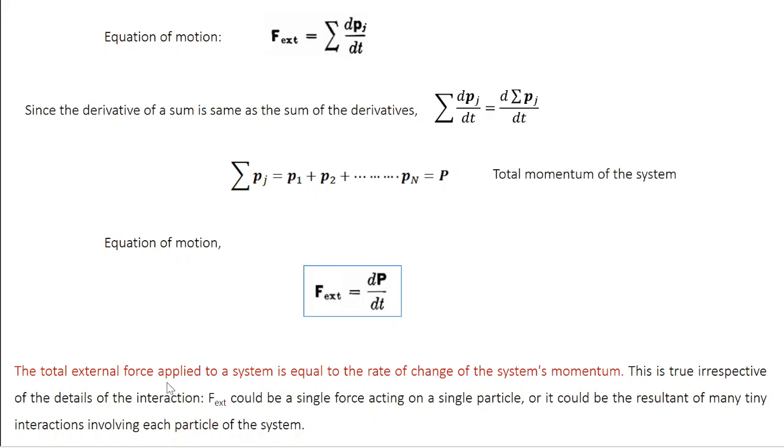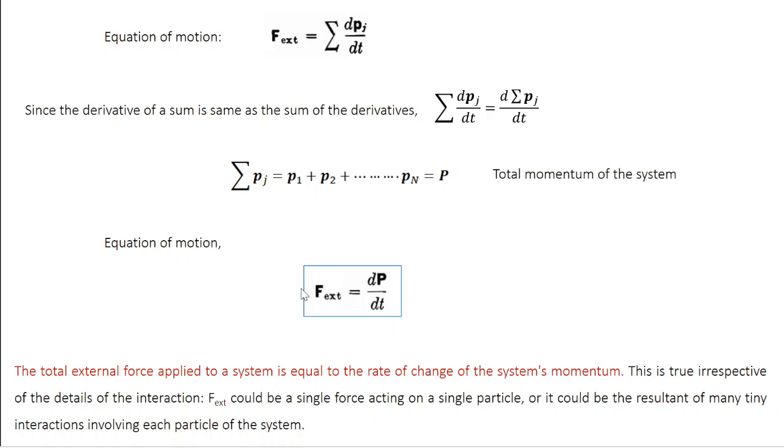So the total external force applied to a system is equal to the rate of change of the system's momentum. Now this is true irrespective of the details of the interaction. Your F external could be a single force acting on a single particle, or it could be the resultant of many tiny interactions involving each particle of the system. It doesn't matter. In either case, your equation is going to remain exactly the same.